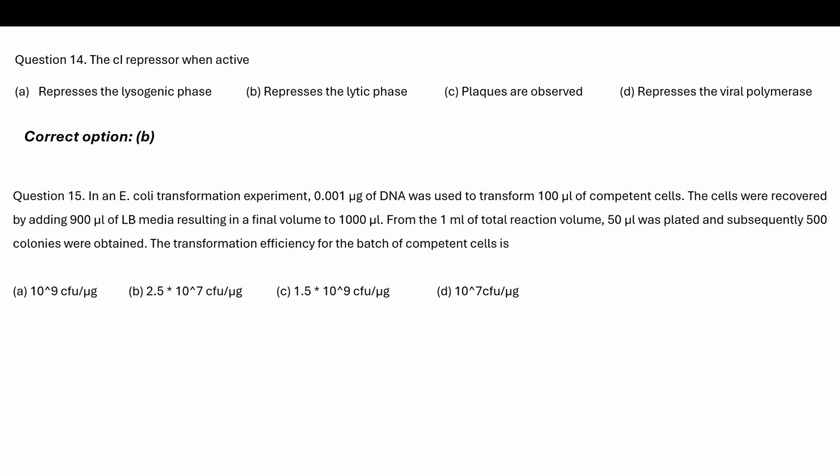So what is given here is how many transformed colonies we got? 500. Okay. Now how much DNA was introduced? This much microgram, which means 10 to the power minus 3 microgram. So 500 divided by 10 to the power minus 3. Okay. Then what was the final volume? It was 1 ml, or you can also write it as 1000 microliters. So 500 divided by 10 to the power minus 3, into 1000 divided by how much was plated out of the recovery volume? 50 microliters, right? So this will give us 1000 by 50 into 500 transformants divided by the amount of DNA that was introduced, right? So then this will give us 10 to the power 7 colony forming units per microgram of DNA. Okay. Answer will be option B.